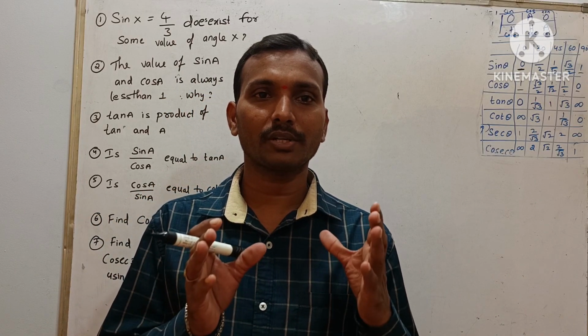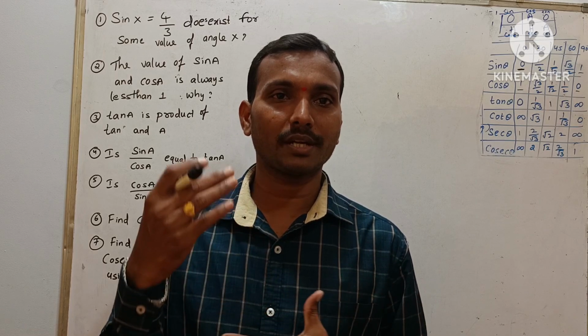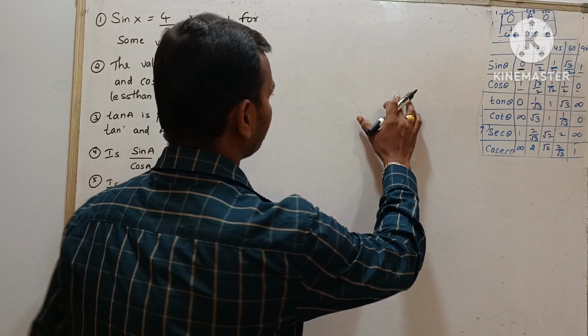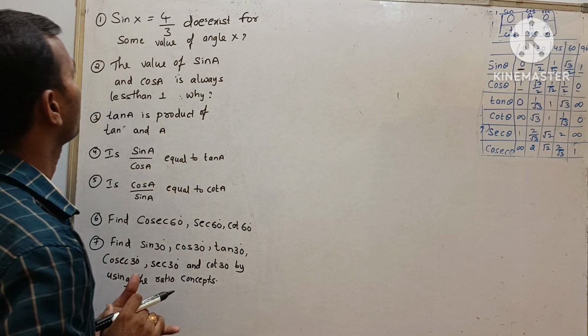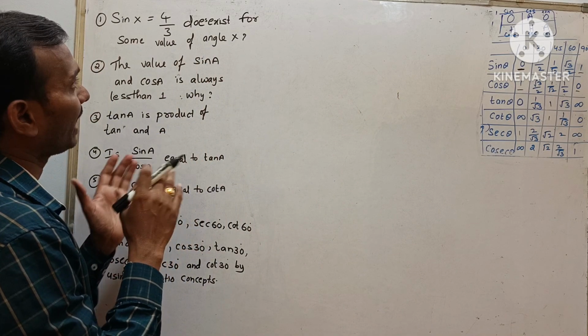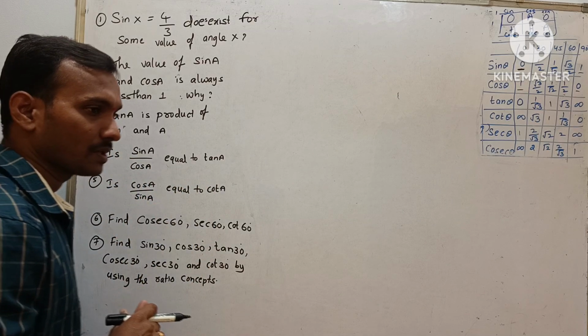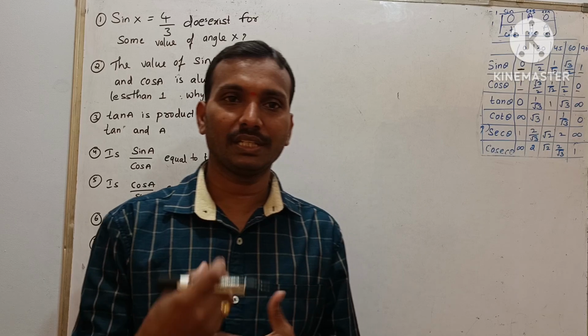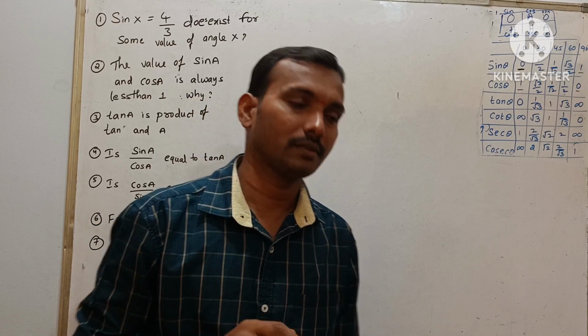In this video, we are going to see some more try this problems of trigonometry, chapter number 11. So here is the first question. Sin x is equal to 4 by 3, does it exist for some value of angle x? So he was asking whether sin x is equal to 4 by 3 exists or not.